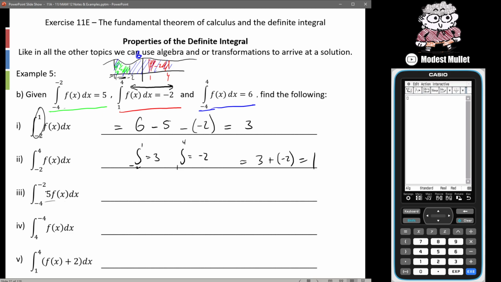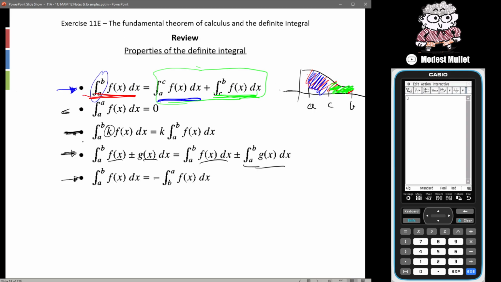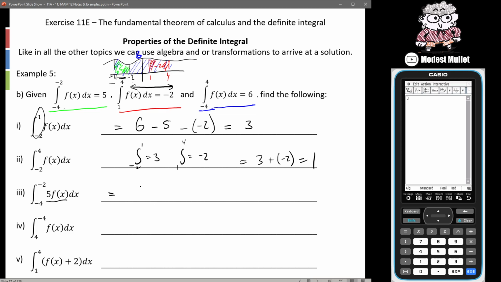Okie dokie. Right, now we're trying to find from -4 to -2 of 5 f of x. Well, this is where we can use our scale factor rule, just bring the 5 outside. So that would be equal to 5 times the integral from -4 to -2 of f of x dx. Between -4 and -2, we were told, that's the green one, that's 5. So it's going to be equal to 5 times 5, which is 25.